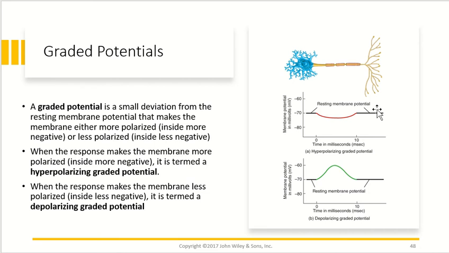When the response makes the membrane less polarized, i.e. the inside of the cell is less negative or more positive, same thing, this is going to be termed a depolarizing graded potential. So it's becoming less negative. It's moving up towards being positive, right? Depolarizing graded potential.